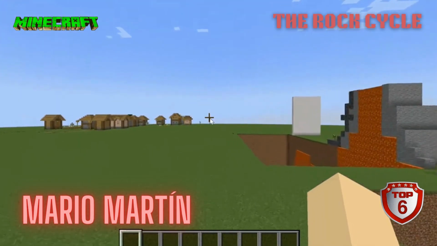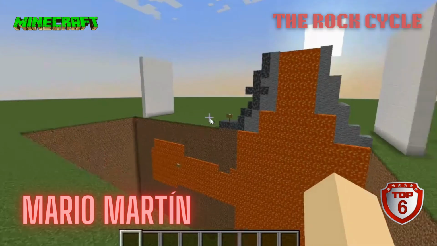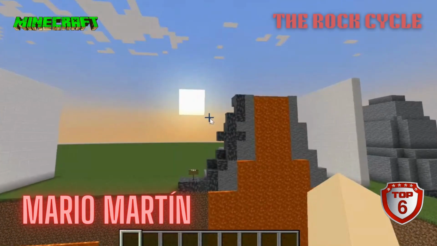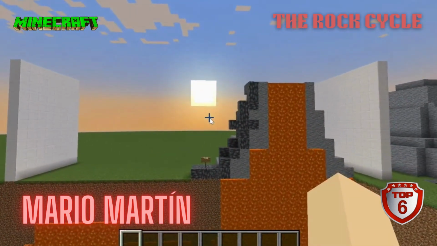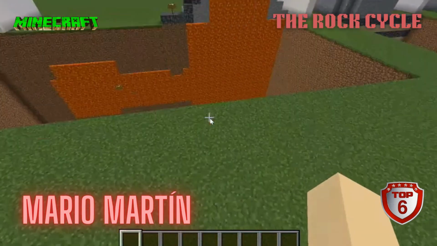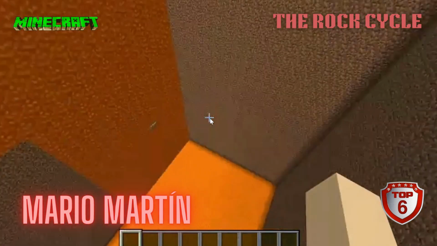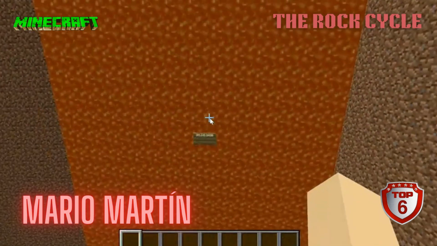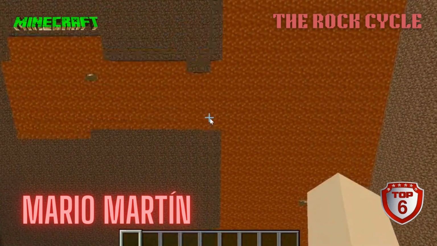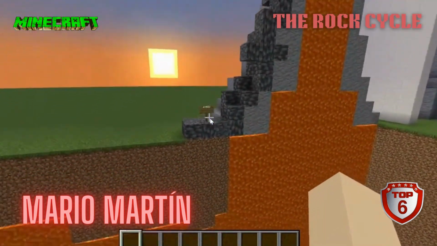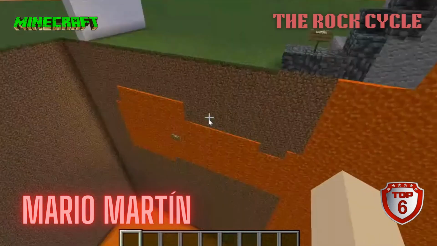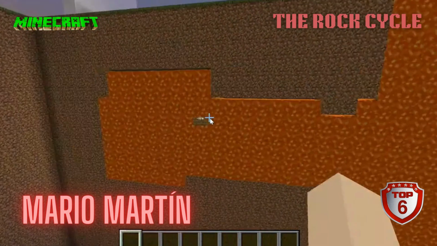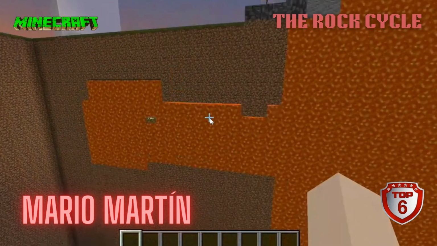Now we are going to the igneous rocks. The igneous rocks are formed from molten rock from the mantle, represented here. And there are two types: the volcanic rocks that are extrusive, and the plutonic rocks that are intrusive.